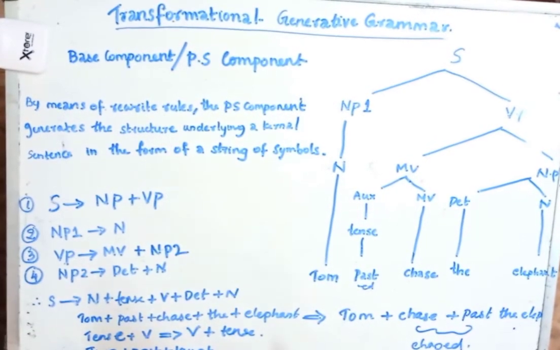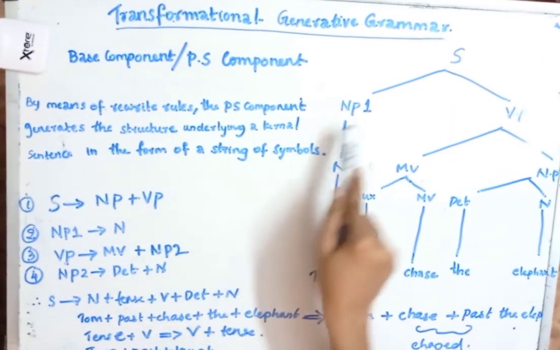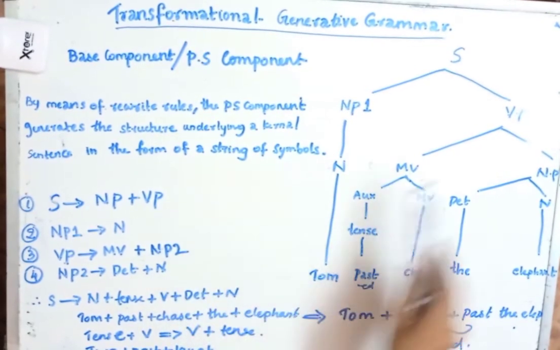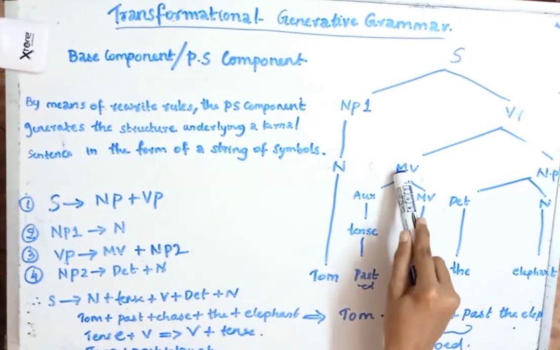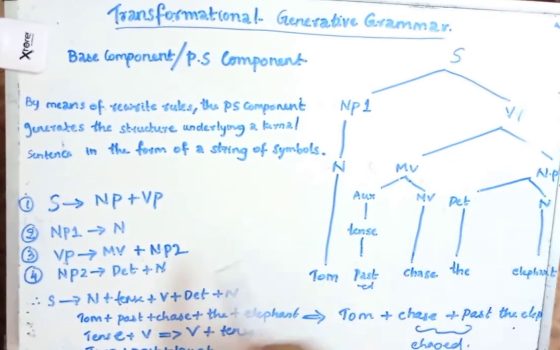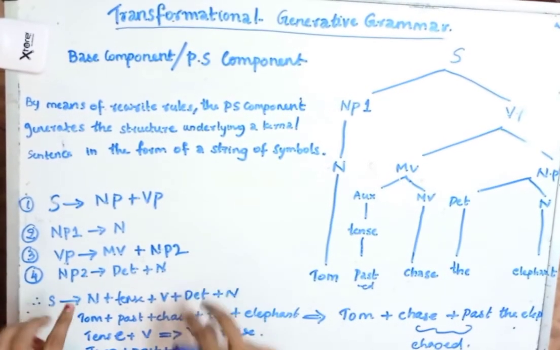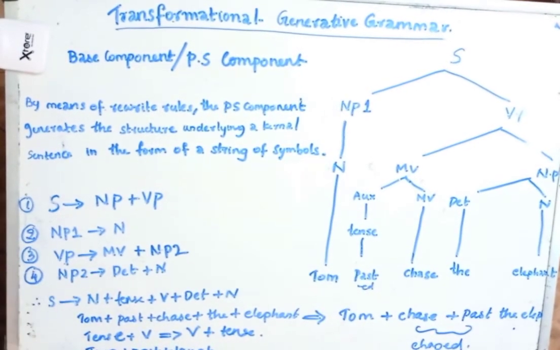So far I think it was clear. Sentence constitutes noun phrase and verb phrase. Noun phrase 1 constitutes noun, which is Tom. Now verb phrase can again be divided as main verb and noun phrase. Then the third rule pertains to the noun phrase: noun phrase 2 consists of determiner and noun. See, there is a difference between the first and the second noun phrase. The first noun phrase was just a noun, and the second noun phrase is determiner plus noun. That is why we need clarity between them, and that's why we used NP1 and NP2 here.